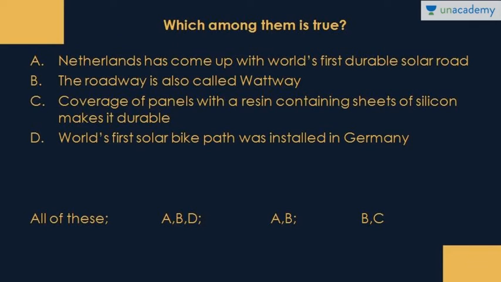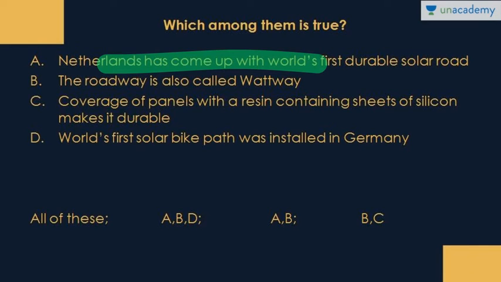So this is a recent amazing discovery, and looking at the options here, the first one is absolutely wrong. Why? See, because it is not Netherlands that came up with the first durable solar road. Do remember the fact that it is a durable solar road. This idea was brought up by France. This has been a recent discovery and, I would say, a technology related invention.